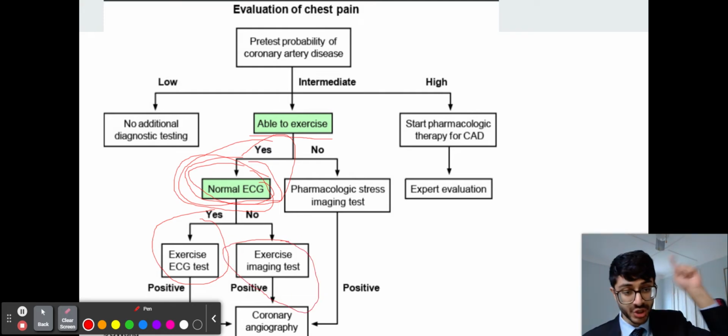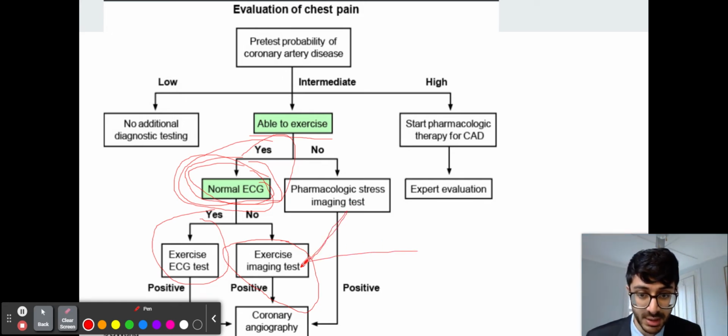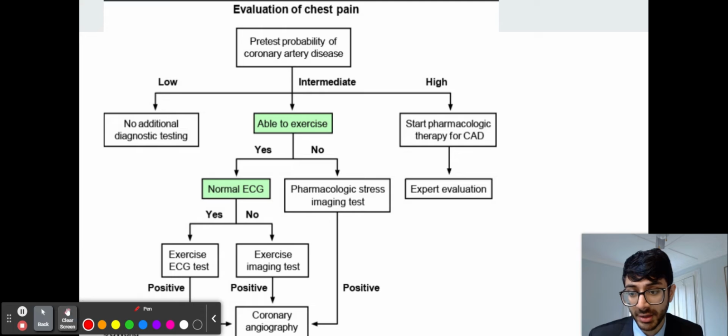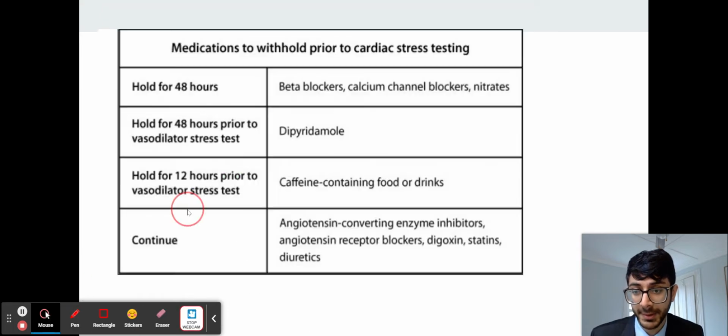So first check if they can exercise. If they can exercise, do they have a normal EKG? If they have a normal EKG, then you can exercise EKG them. If they can exercise but they have an abnormal EKG, you're going to exercise imaging stress test them. So there's a difference there that you guys have to be aware of.